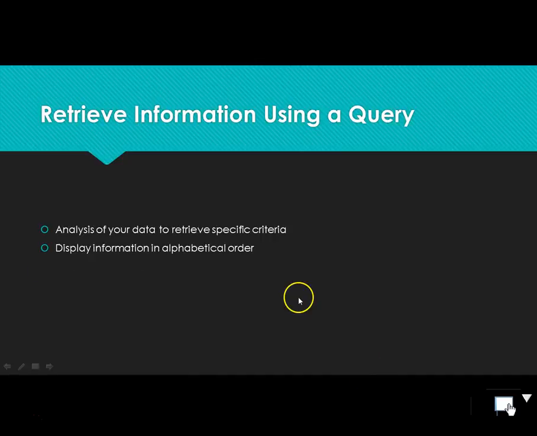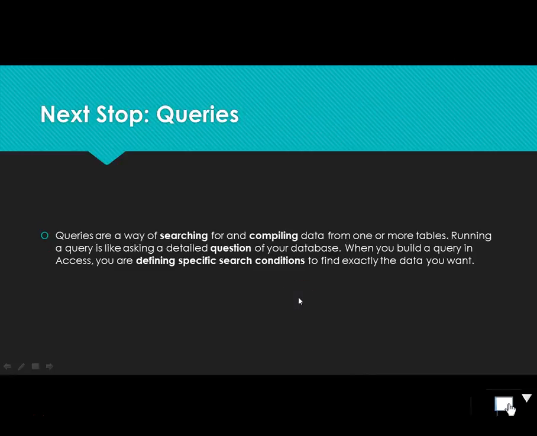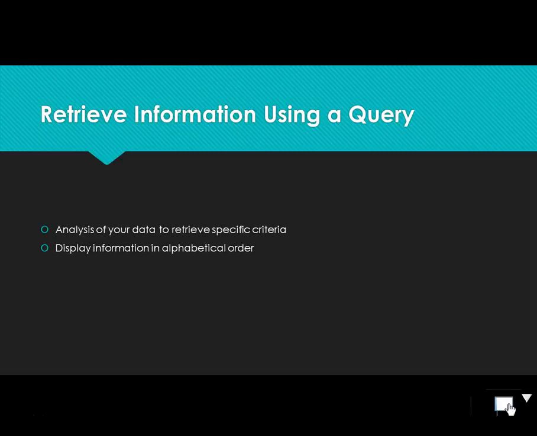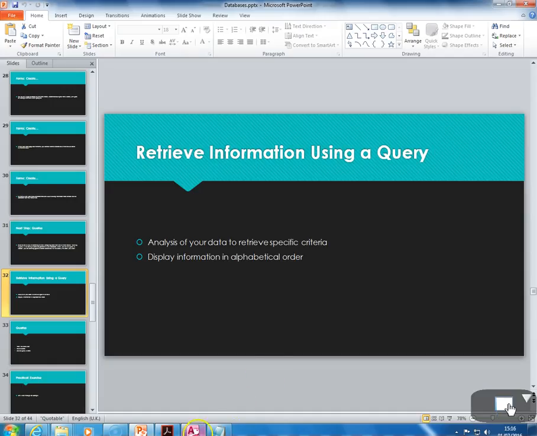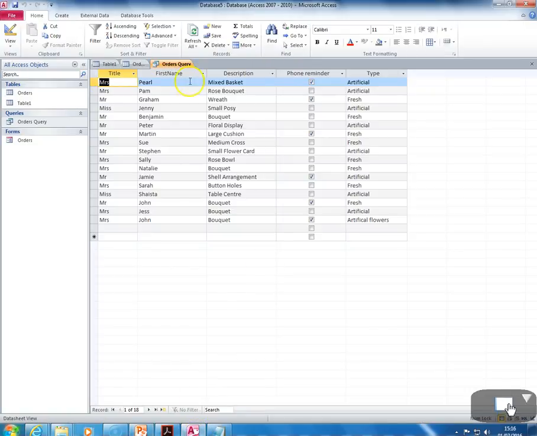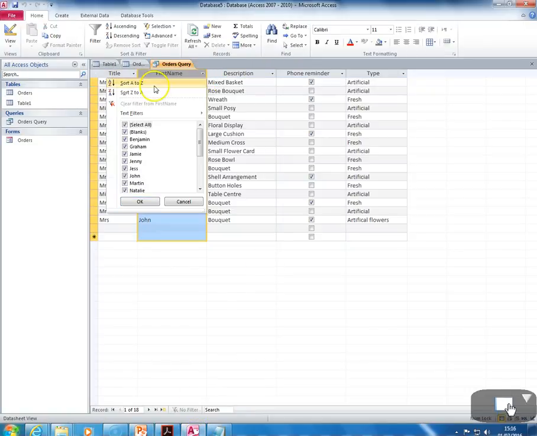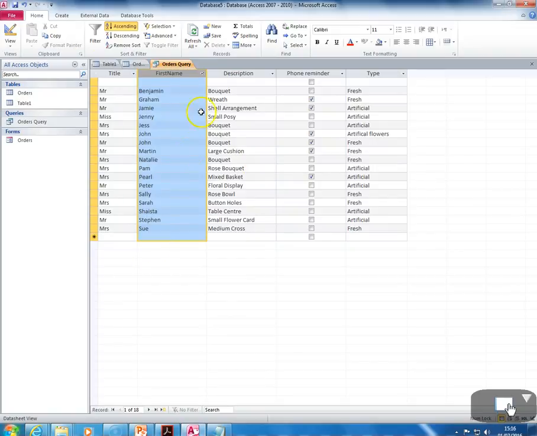So what did we say about queries earlier on? Queries are ways of searching for, compiling data from one or more tables. We bring all that data together. We can arrange that data in alphabetical order. You know, look, let's go here. It's up to you, really. I mean, seriously. You could do this A to Z, alphabetical order. It's up to you. You decide. You know, you have sort and filters everywhere.